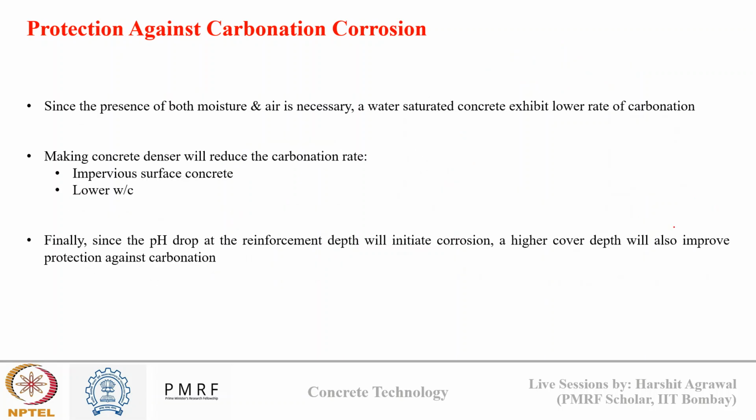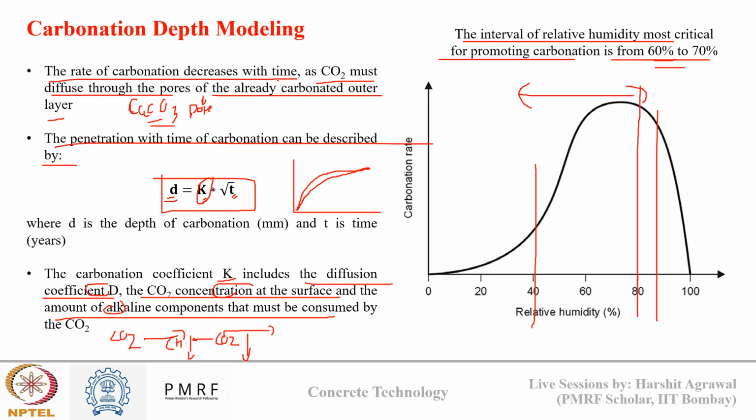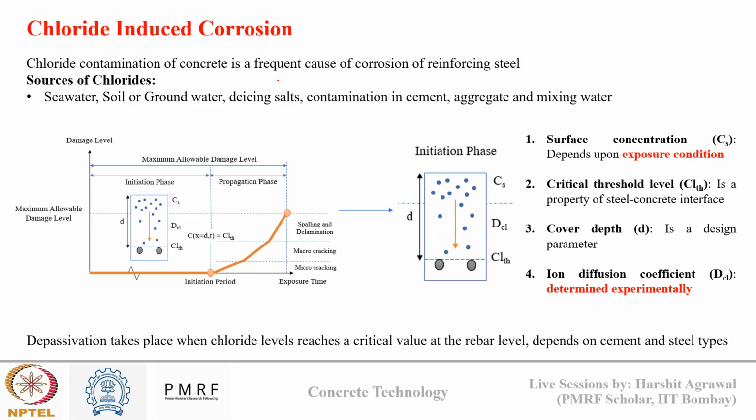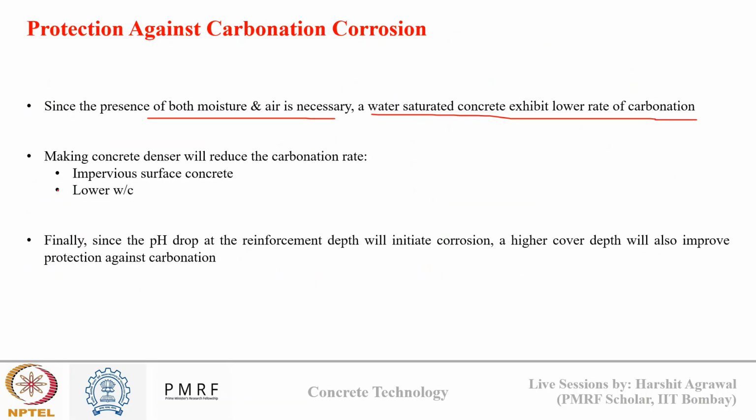Now, what can be done to protect against carbonation? Since the presence of both moisture and air is necessary, water saturated concrete will exhibit a very low carbonation rate. We have understood that from the initial discussion regarding RH. Second, making concrete denser will reduce the carbonation, like impervious surface concrete or low water to cement ratio, that we have also understood when we talked about SCMs.